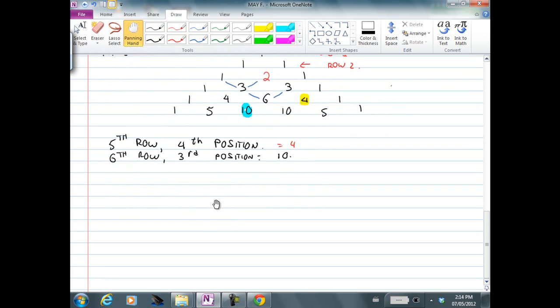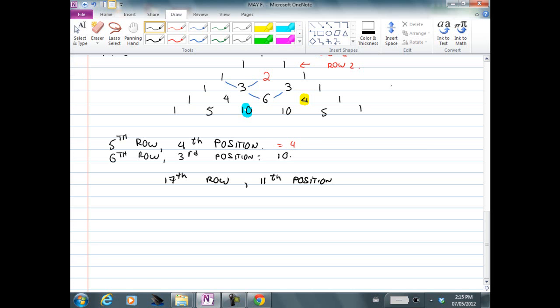On the exam, on provincial, I've seen this before. What if I ask you, 17th row, 11th position? I don't have to draw it out? You have to. Isn't there an easier way to do it besides drawing it out like that?